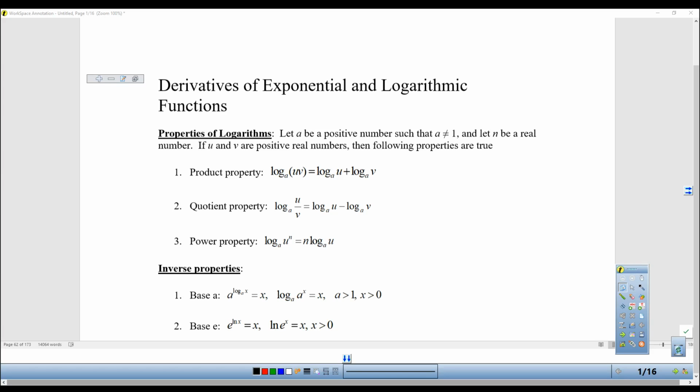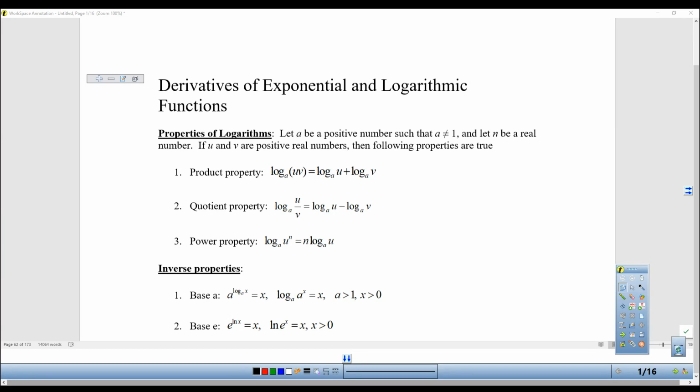Hello, everyone, and welcome to Derivatives of Exponential and Logarithmic Functions. This is the first of a two-part series. It's really too long to do in a single video, so we're going to break it up. This is part one. So there's actually no notes on this first page.